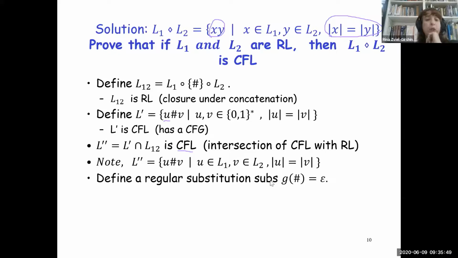This substitution is regular. Why? Because for each letter, I give a regular expression how to change it. So 0 is changed to 0, 1 is changed to 1, ds sign is changed to epsilon. Let's compute the new language, G of L2 caps.